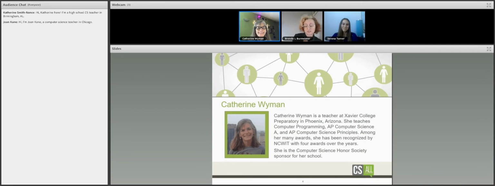But among her many awards, she's also been recognized by NC-WIT for her work towards CS equity with 4 different awards over the years. She's also on the Board of Trustees Technology Committee at Xavier College Preparatory, the co-founder of Girls Have It Day, moderator of engineering projects and community service, founder of Student Tech Advisors, and peer mentor in the Lighthouse course to broaden participation in computer science. So welcome, Katherine. Thank you so much for joining us tonight to share your expertise and your experience.